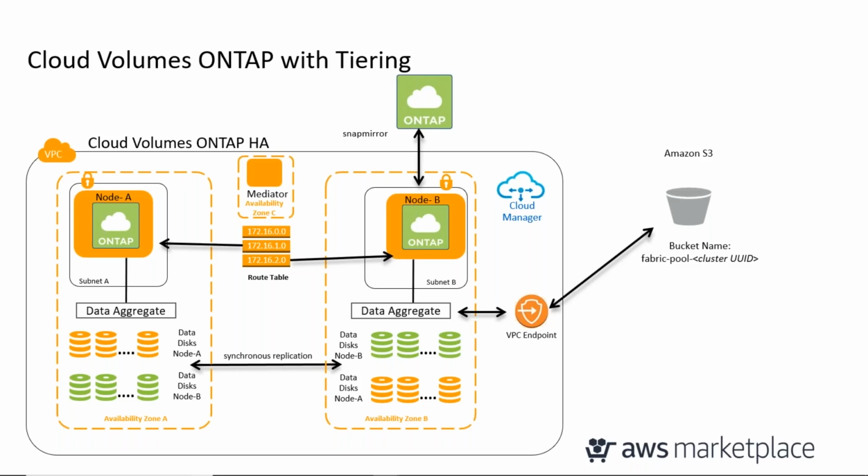To enable data tiering, like I mentioned before, you need to have a VPC endpoint in your environment to S3. And then there is an S3 bucket that gets created as part of the deployment of your Cloud Volumes ONTAP, and it will have a name of Fabric Pool / Cluster UUID. And there's only one bucket needed for an HA environment. So again, this helps reduce your storage footprint for HA because that bucket can be shared, whereas EBS disks cannot be shared between two nodes.